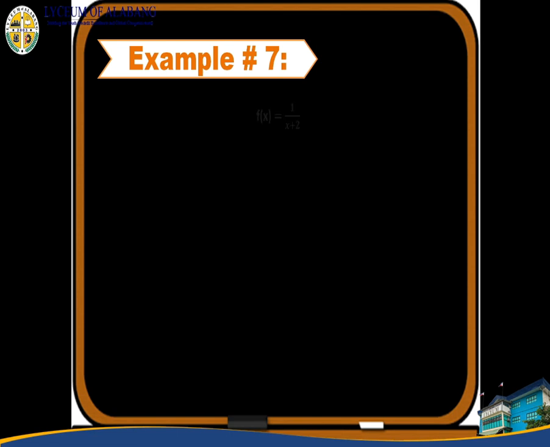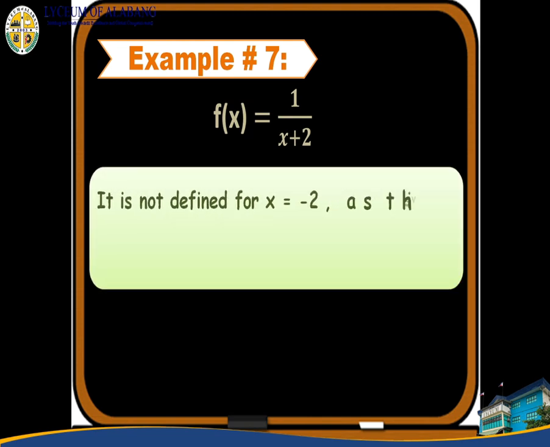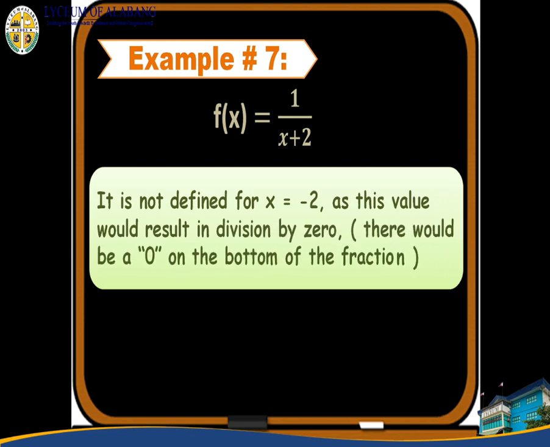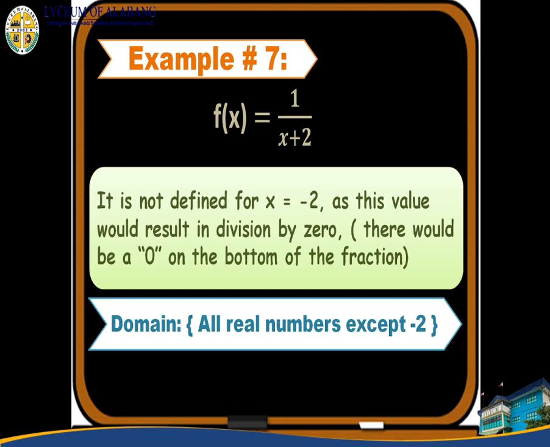Example number 7. The function f(x) = 1/(x + 2) is not defined for x = −2, as this value will result in division by 0; there will be a 0 on the bottom of the fraction. Hence, the domain is the set of all real numbers except −2.